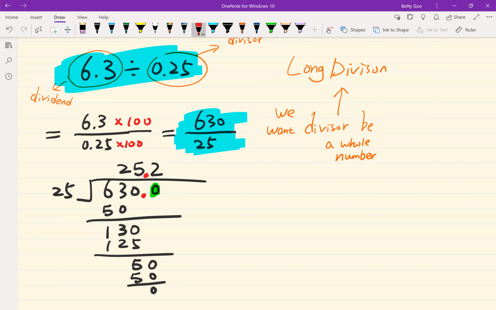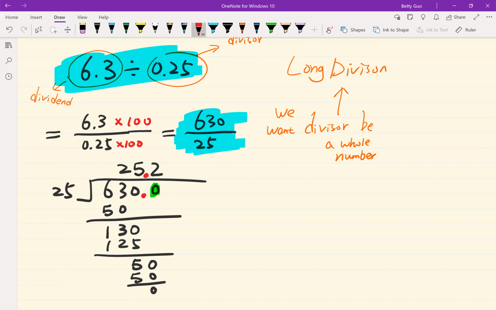How about we make a summary? When we divide decimals, there's a method in the long division. When we use long division to divide decimals, we want the divisor to be a whole number, right? How do we change the divisor to be a whole number? Another easier way is to move the decimal point in the divisor to the right twice, and we would have 25 as a whole number, right?